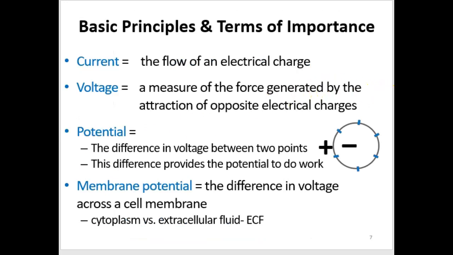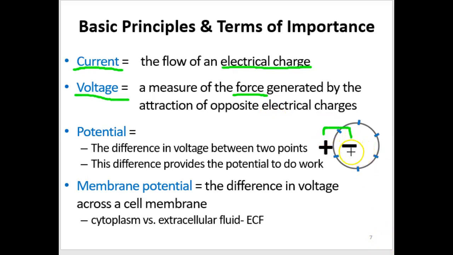So some basic principles that we need to understand in order to talk about neuron function is, what is current, what is voltage, what is potential, what do these things mean, and why are we going to use them? Let's start really basic. You're familiar with the word current. It's a flow of some kind of electrical charge. Like in your house you have wires, and there is charge flowing in those wires. So that's current. Voltage is actually a measure of a force, which is due to the attraction of opposite charges.